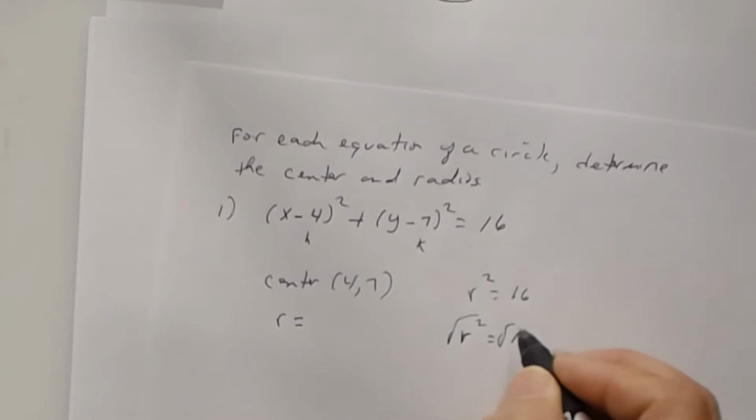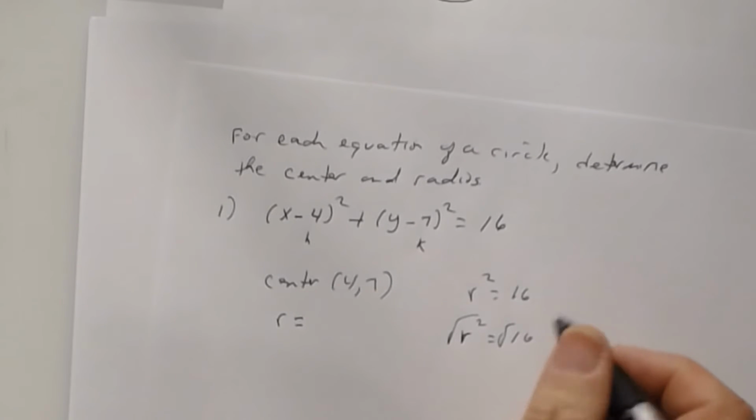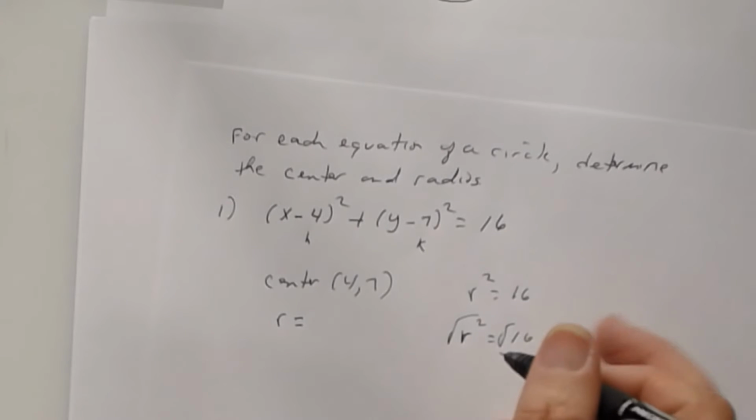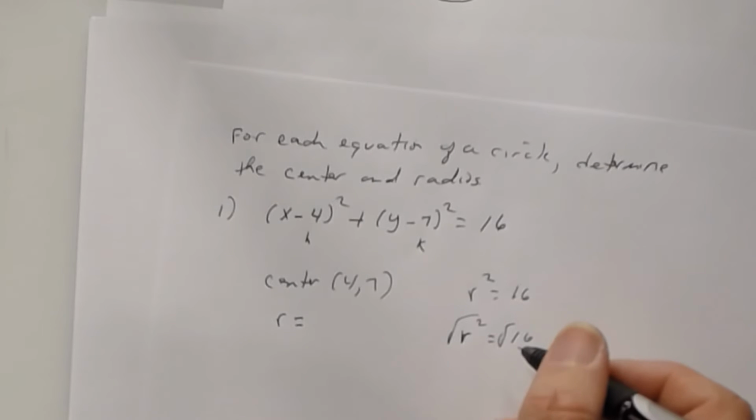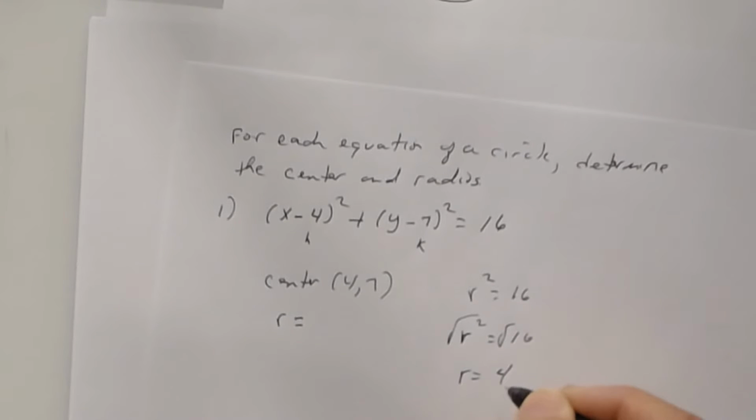Now be careful. Remember when we did quadratic equations by square root property, we did plus or minus? You don't do plus or minus here. Why don't you do the minus? You're dealing with distance. Distance is always what? Positive. Okay? Distance is positive. That's why you don't do the plus or minus. You just do the positive square root. So what's r? 4. So you found the center, you found the radius. The radius is 4.